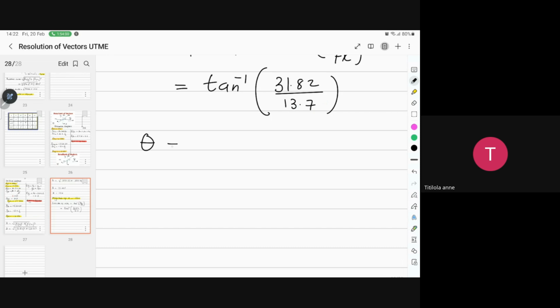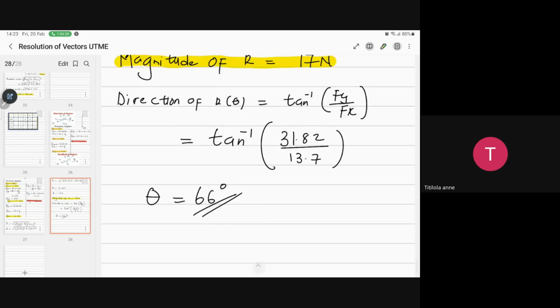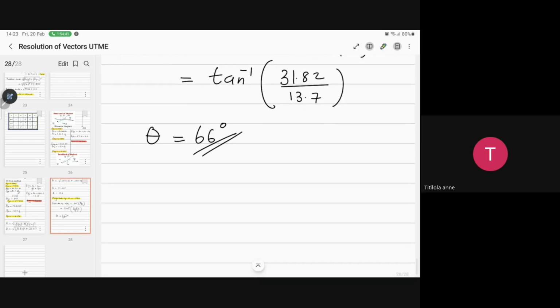So the angle theta will be equal to what? Shift sine inverse of 31.82 divided by 13.7. What am I seeing here? Tan inverse rather. Tan inverse of 31.82 divided by 13.7. So that will give us 66 degrees approximately. Does that make sense? So you've gotten your resultant vector and you've gotten your angle, 66 degrees.